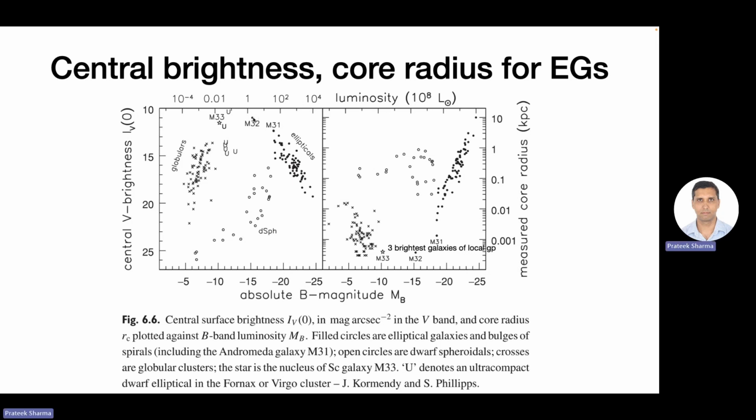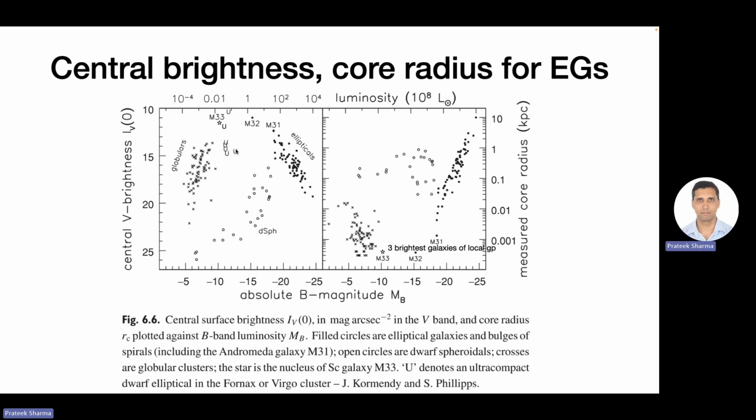So this is also an elliptical galaxy. Then there are these dwarf spheroidals. They are less luminous. Their absolute magnitudes are higher, so they're less luminous, and their central brightness is also low. So they're very diffuse. It's very difficult to be able to observe these dwarf spheroidals.